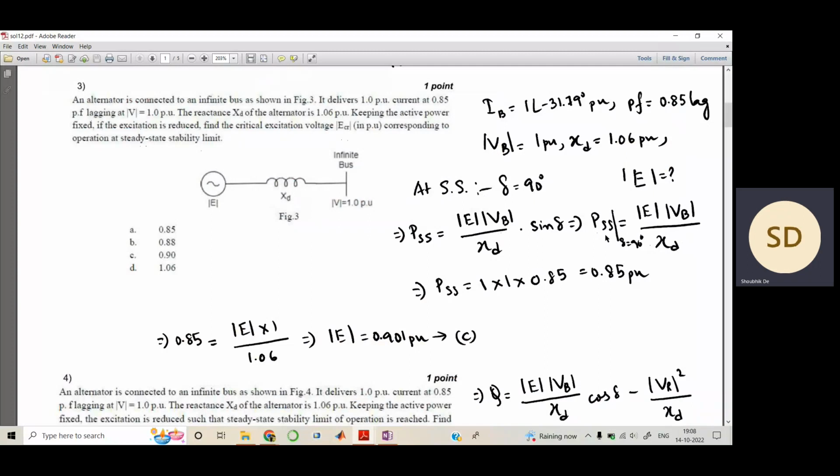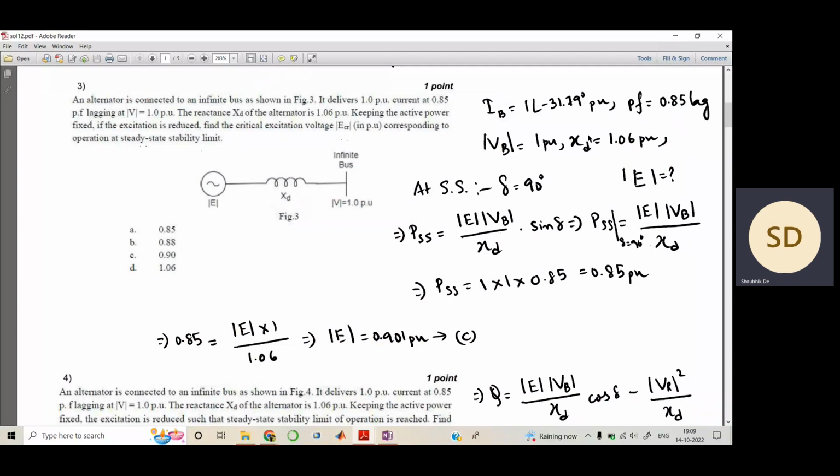Finally, we have to calculate the value of E, that is, the excitation voltage. Now here, if you see in this formula, we have two unknowns, right? We don't know this, and we also don't know this. So we first have to calculate the value of this steady state power.